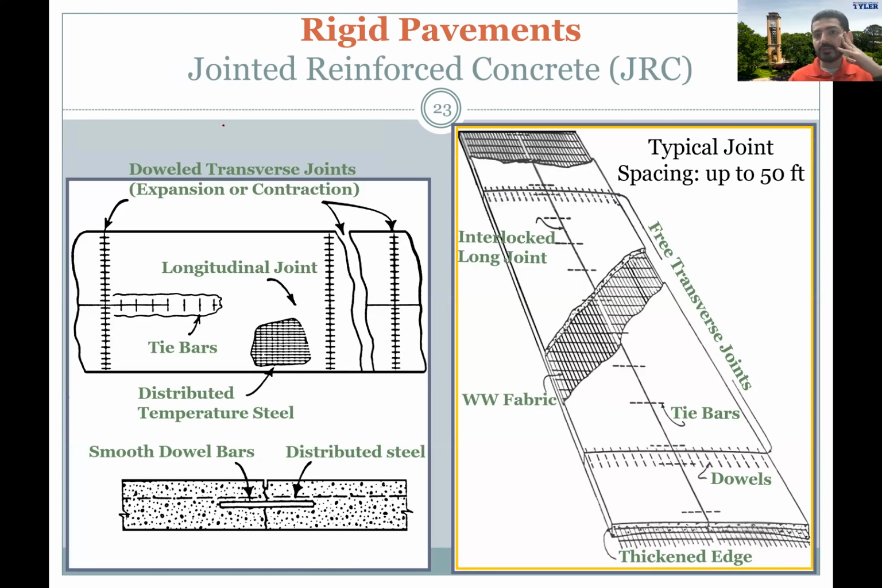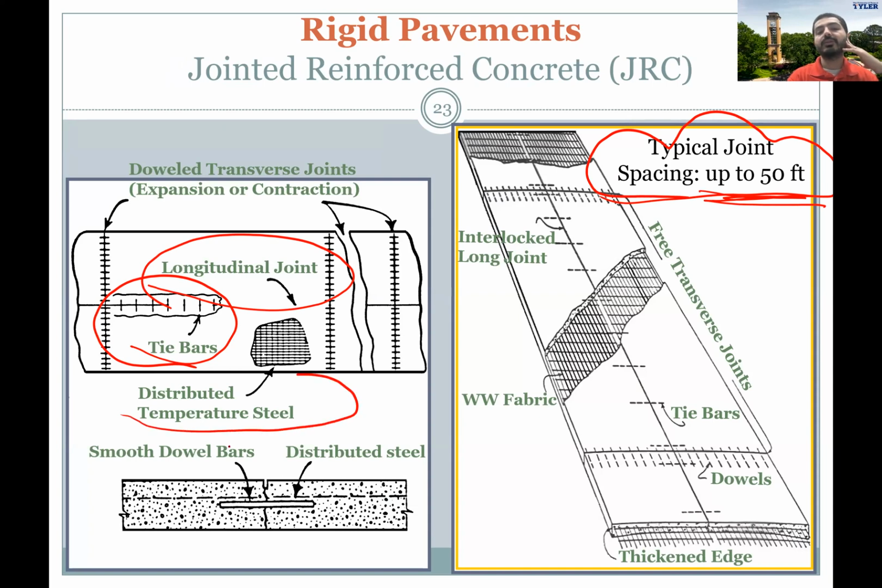For jointed reinforced concrete, we start to see that the typical joint spacing is now up to 50 feet because we're adding more reinforcement. We have the tie bars, we have longitudinal joints, we have distributed temperature steel, and we also have welded wire fabric. All of these reinforcements are not really structural reinforcement, but they are good reinforcement to resist temperature-induced cracks. And that's why we end up with a longer typical joint spacing, now up to 50 feet.